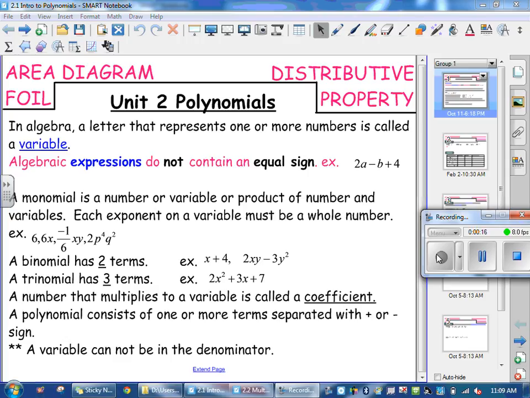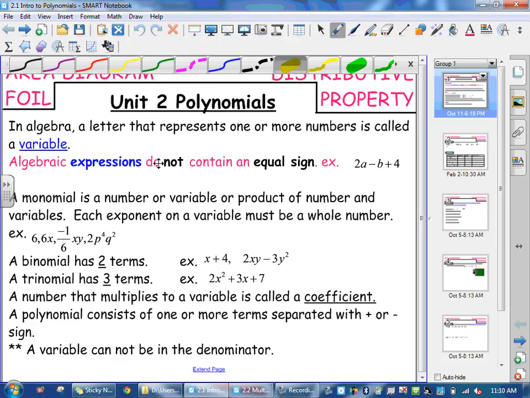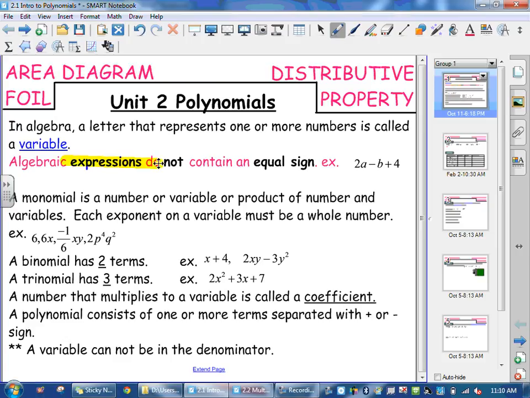Algebraic expressions do not contain equal signs. So it is always called an expression if it doesn't have an equal sign. So please highlight expressions, okay? And no equal sign.